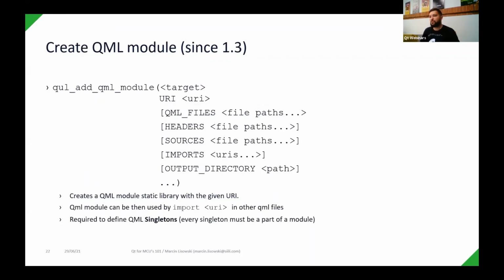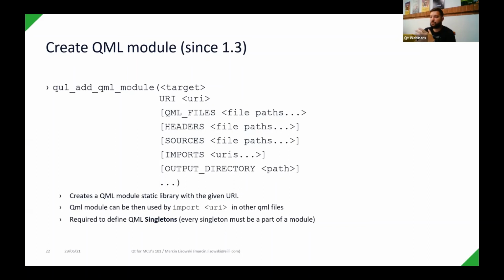Previously, I said that there was a deprecated API for defining the modules, and this is the modern and the current way of doing this. There is a separate macro for it. Qt add QML module for the target, which will be a separate target for your module, of course. It defines the separate static library that will hold your module separately.